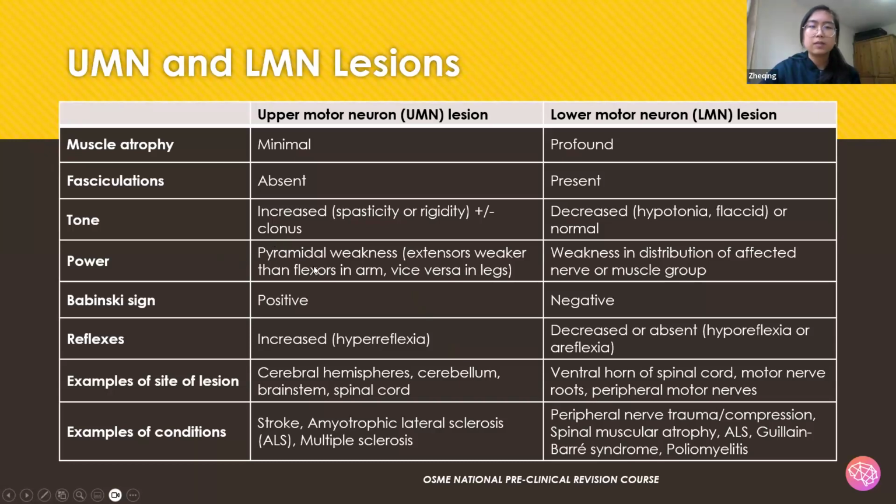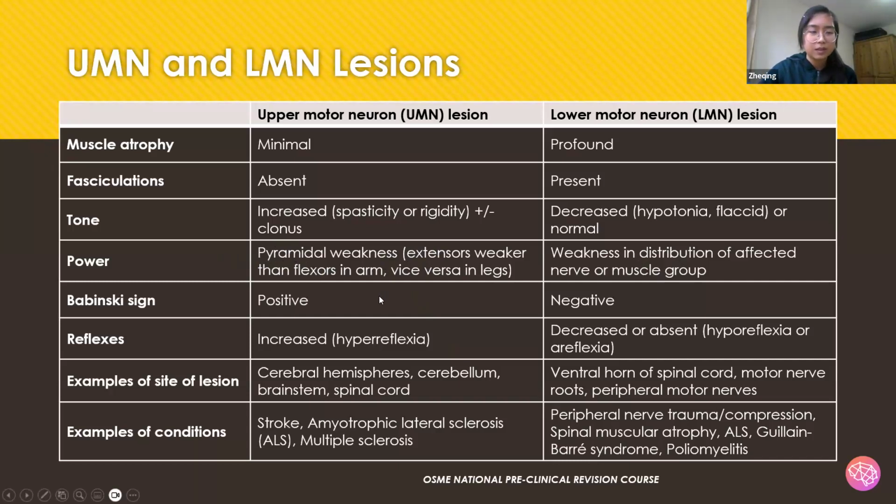And in terms of the power, UMN lesions affect extensors more in the arms, and vice versa in the legs. Whereas in LMN lesions, it just depends on which nerve was affected and which muscle group they're innervating. And then for Babinski sign, it's positive in upper motor neuron and negative in lower motor neuron lesions.